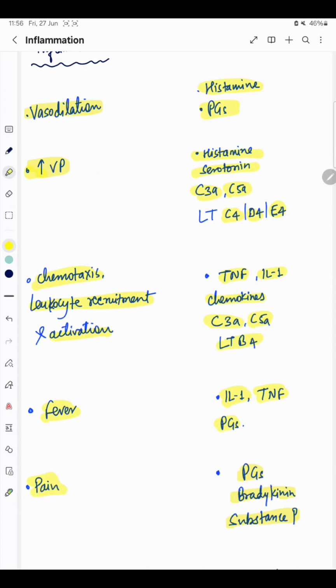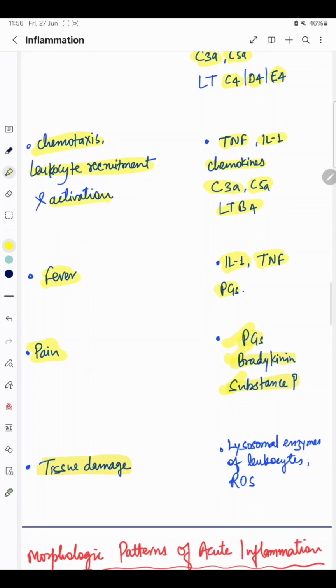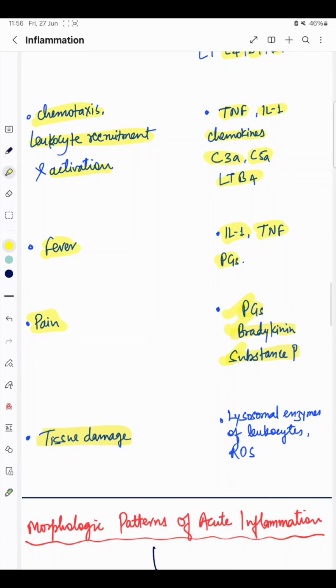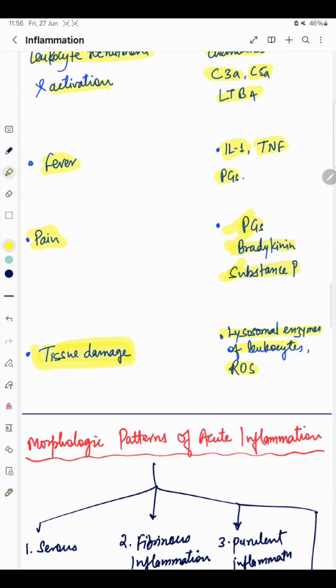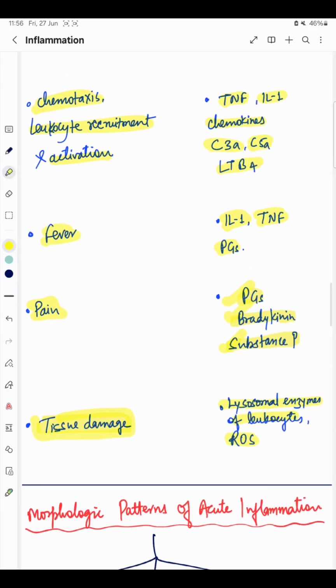Pain: prostaglandins, bradykinin and substance P are responsible for the development of pain. Tissue damage: lysosomal enzymes of leukocytes and reactive oxygen species, or free radicals, are responsible for the tissue damage. So this is the first part of inflammatory mediators. Now in the second lecture we will discuss the cytokines, chemokines and complement proteins and their role as mediators of inflammation.